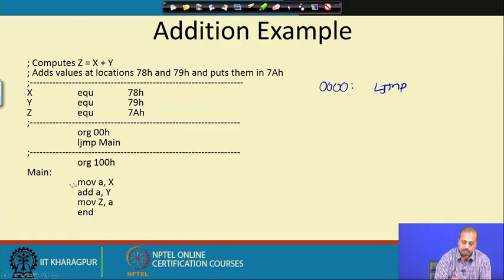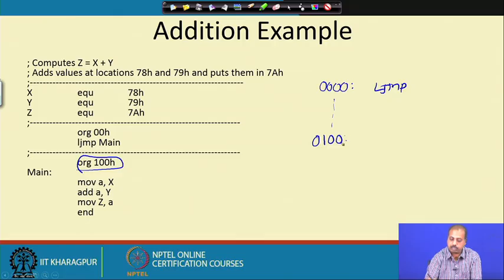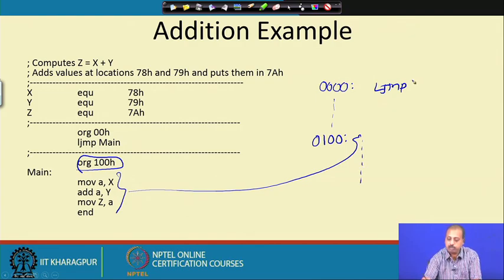Now, for main, before that we have got this org 100. So, from location 0100 my actual program starts. There I have got this move x and all these codes, starting from this point onwards. So, when we start the system, it should go to location 0100.